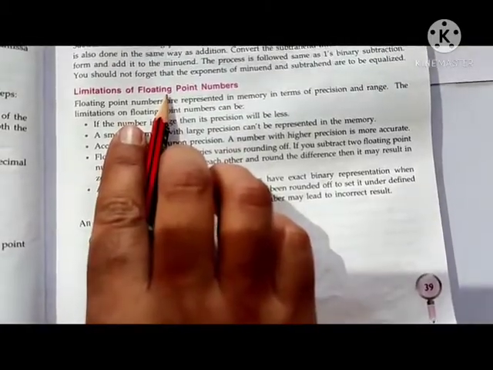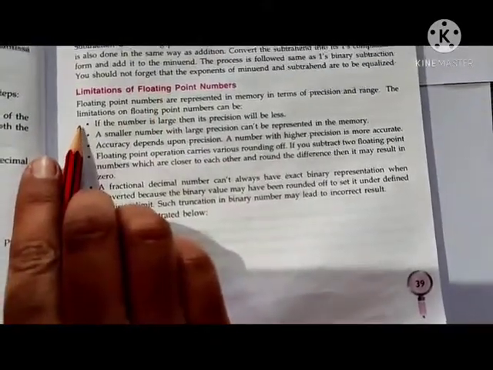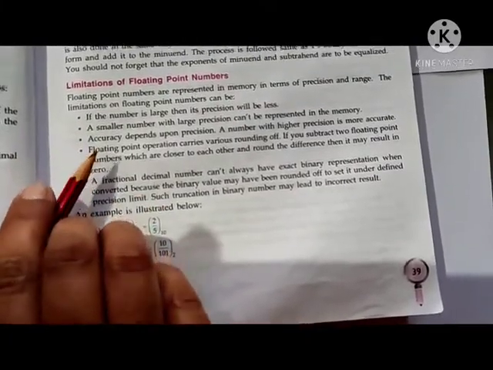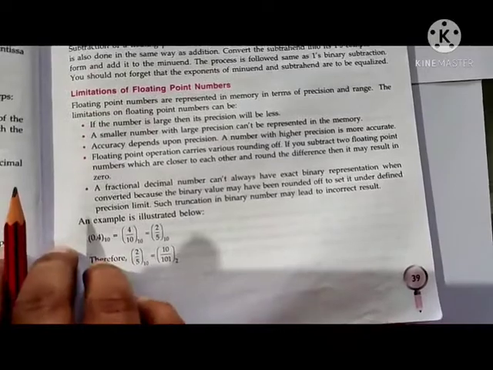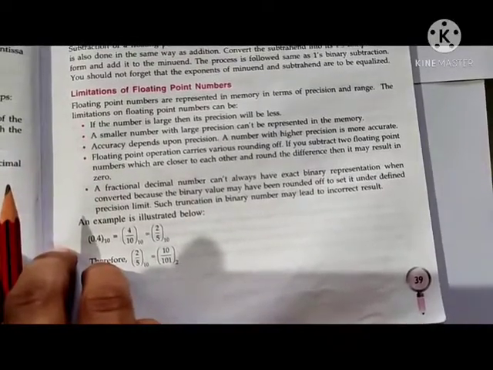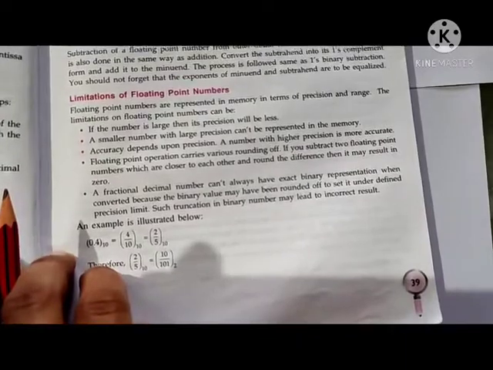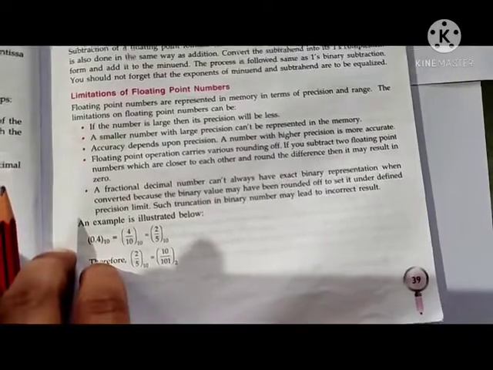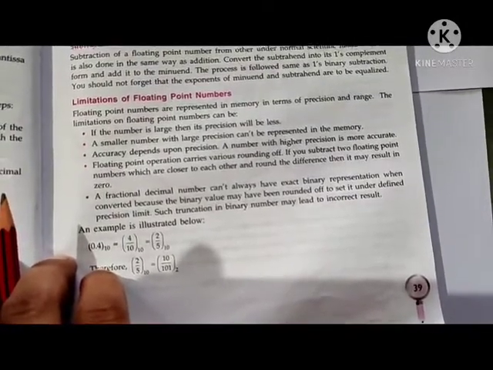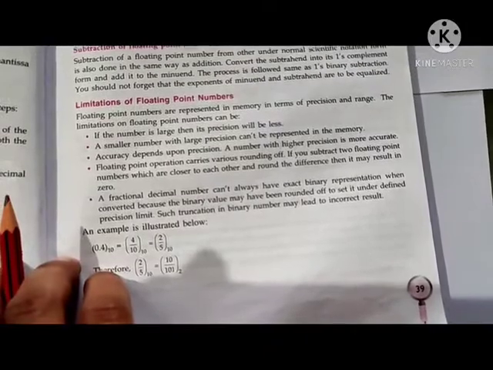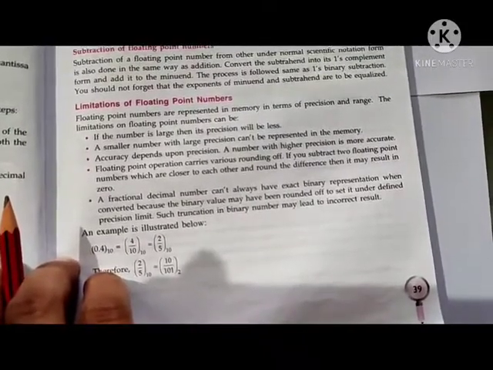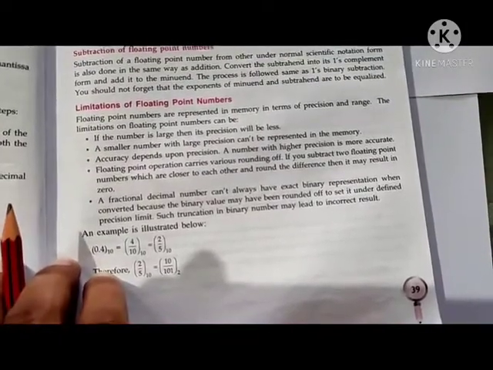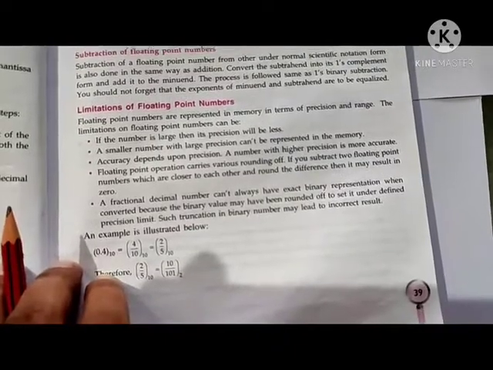Disadvantages of floating point numbers. The first disadvantage is that when the number is large, its precision will be less. And second, a smaller number with large precision cannot be represented in the memory. In memory we cannot represent a number with large precision. Okay, accuracy depends upon the precision. The number which has higher precision is more accurate than the lower precision numbers. And floating point operations always carry rounding off. If there is a minor difference, then we round off that number, and then that becomes 0.